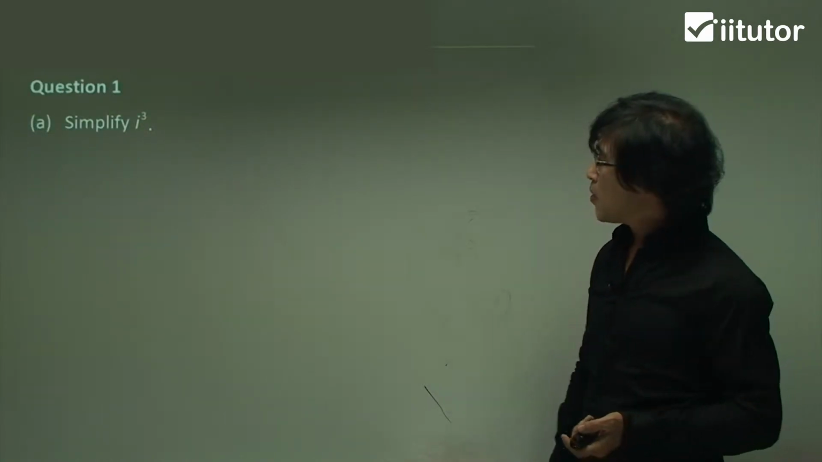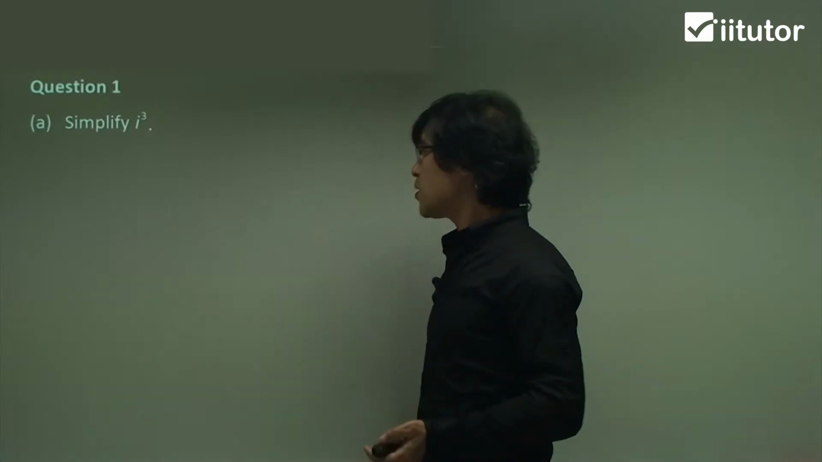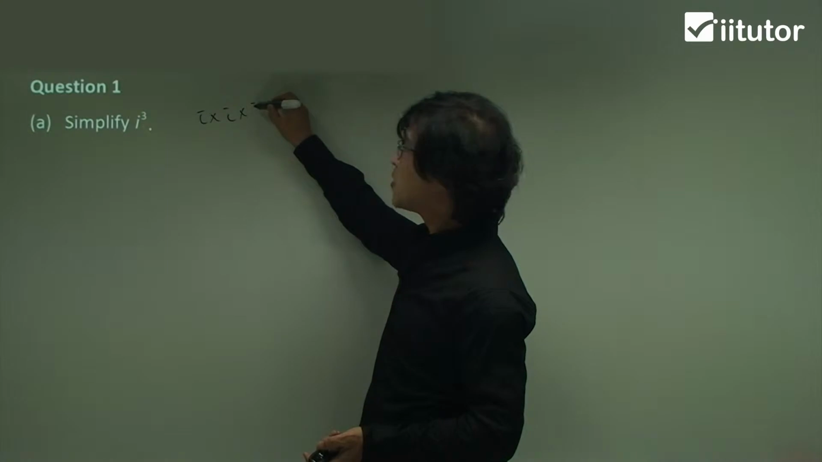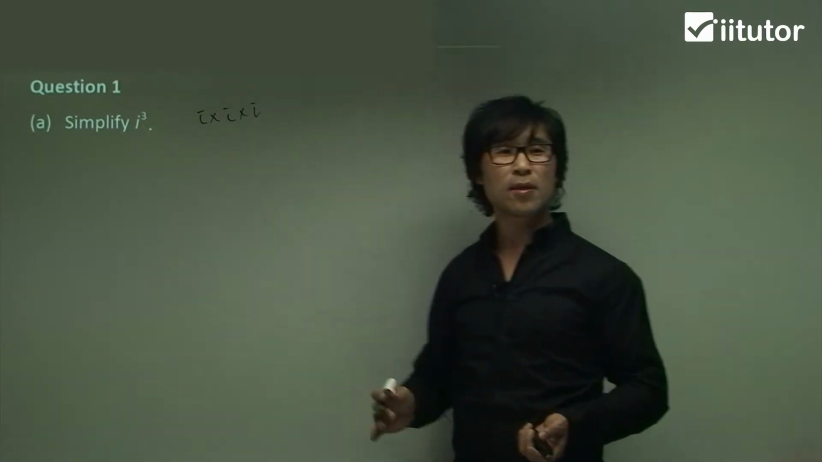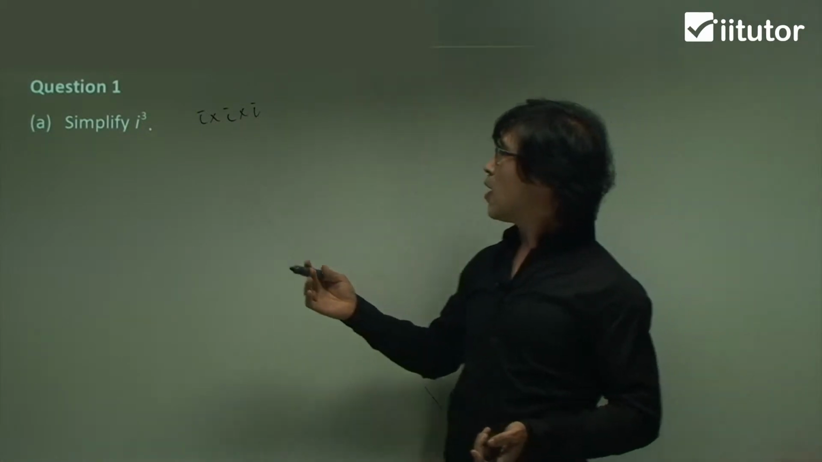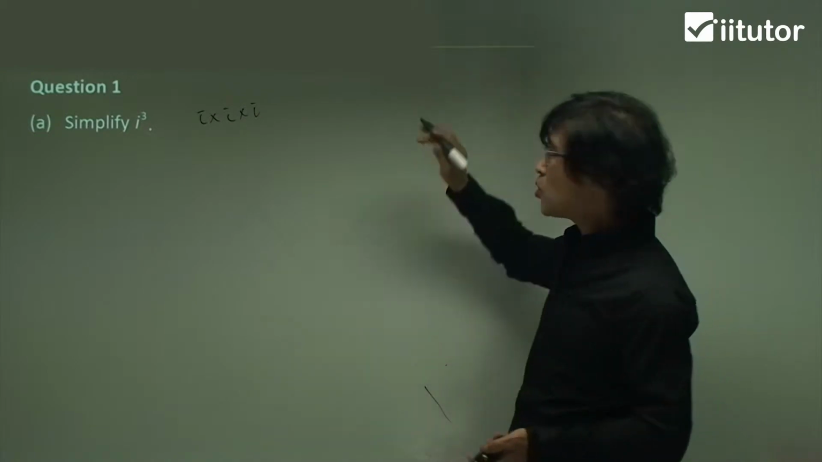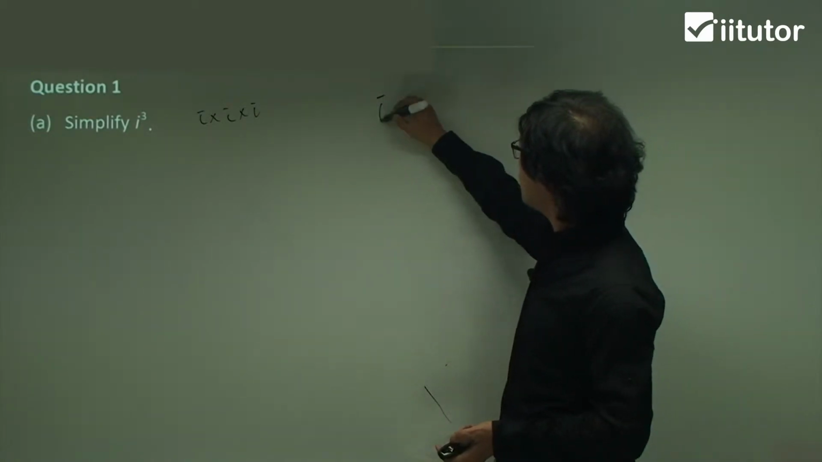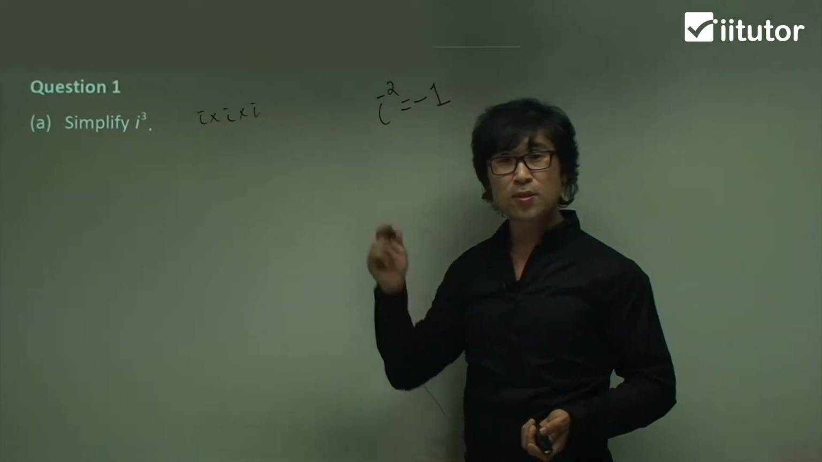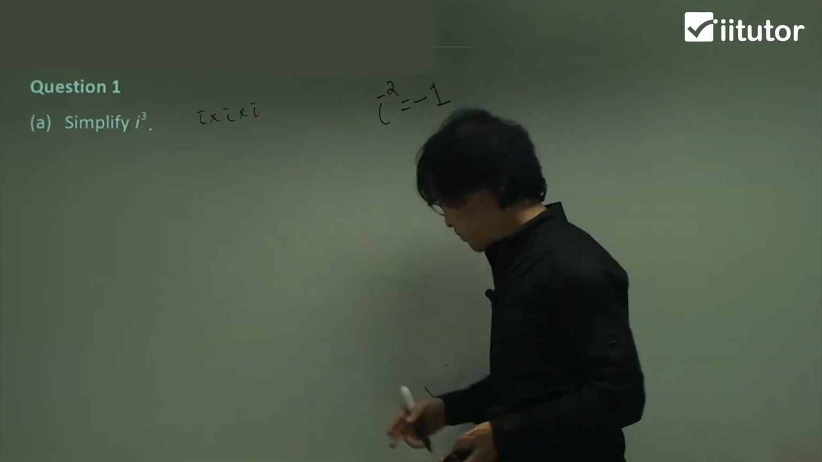Question 1, we're going to simplify i cubed. So i cubed, what is i cubed? i cubed equals i times i times i. Okay, the cube is i times i times i. Cube is triple times. Now, all of the questions that we are going to do, we need to use this feature, i squared equals -1. So this is the stuff that we will need to use over all of the questions.